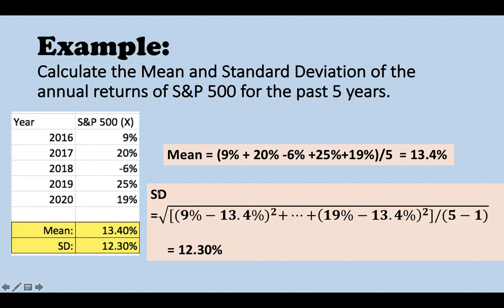Then for the standard deviation, you take the square root of all this. Let's say 9% minus the mean of 13.4%. Then you square it. Then you add the other values minus the mean, each squared. All of it summed together, then you divide by 5 minus 1. And this will give you a standard deviation of 12.3%.